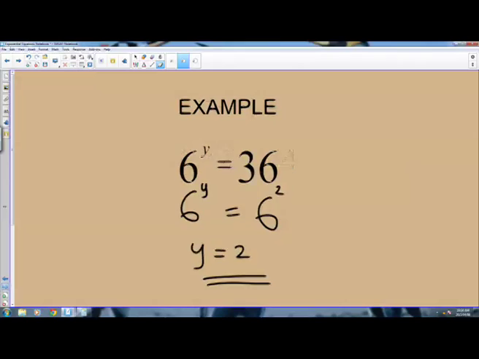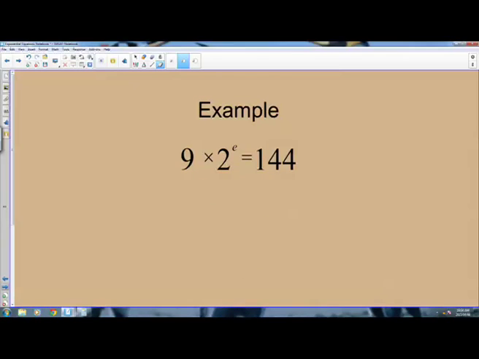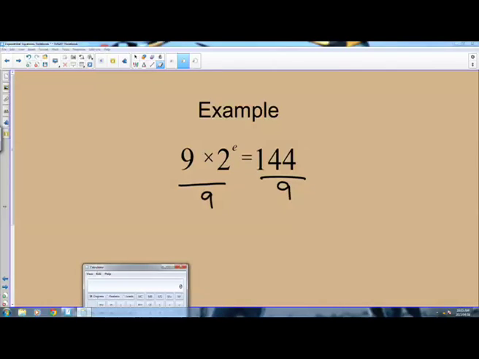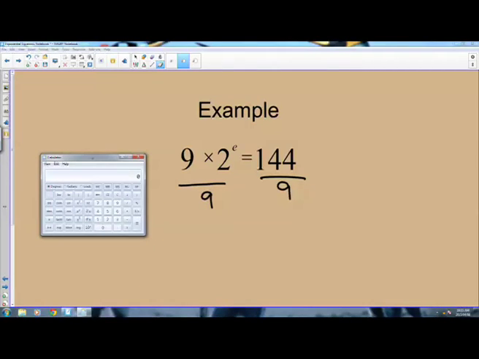Let us have a look at the last one in this part. Example: 9 times 2 to the power e equals 144. It appears a bit complex, but with some simple arithmetic, you will be able to find the value of e. We start by dividing by 9 on both sides. 144 divided by 9. You can get a calculator and divide 144 by 9.